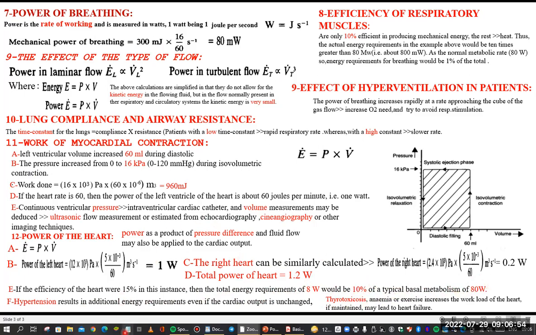Of course, hypertension increases the work of the heart, definitely the power of the heart, and cirrhosis and so forth increase the work of the heart, which, if not treated, will lead to heart failure.